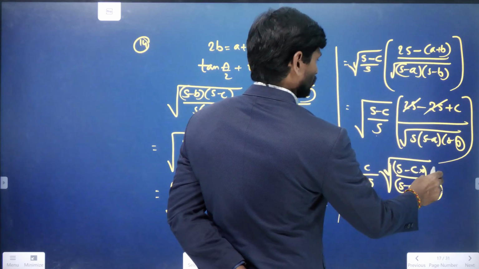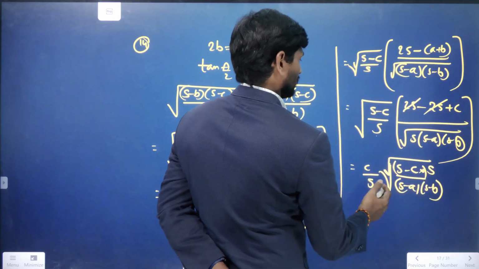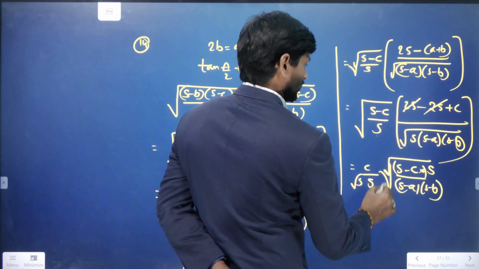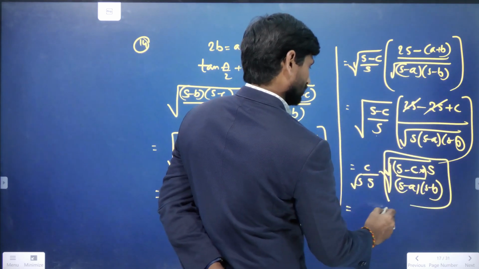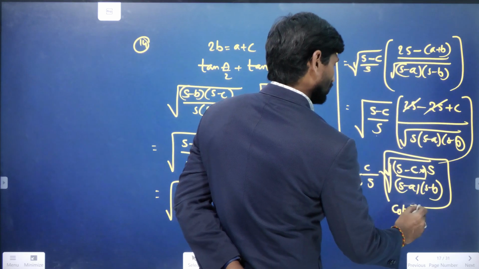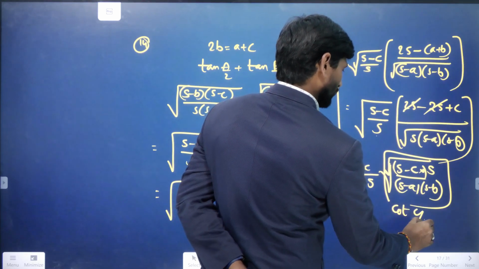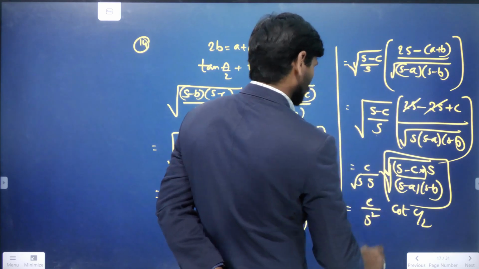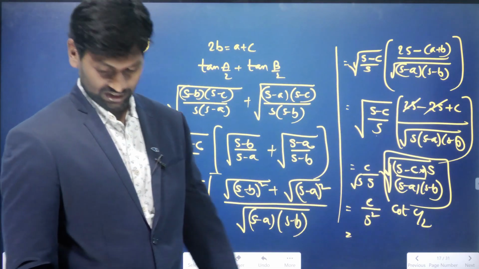So let us try to write. It will be cot C by 2 into C by s square. Yeah, that will be the answer.